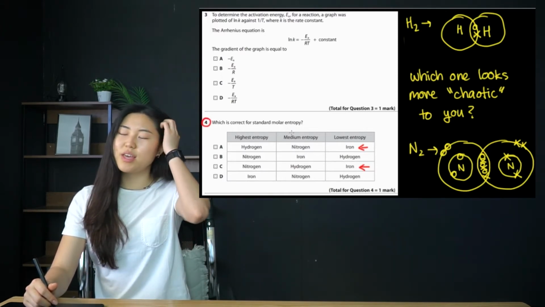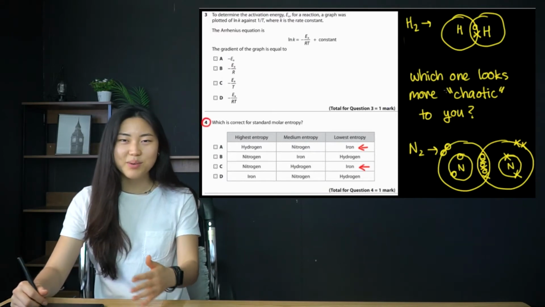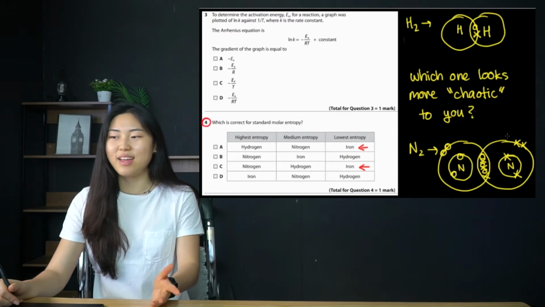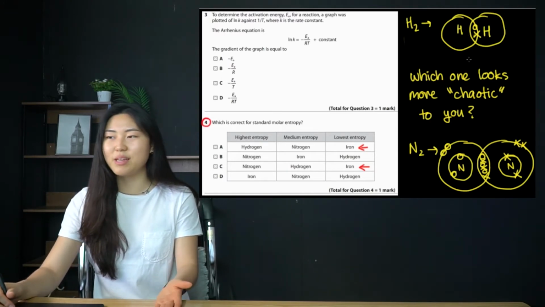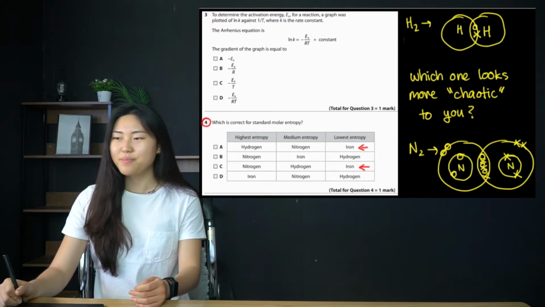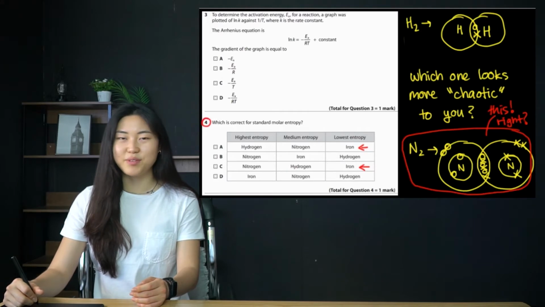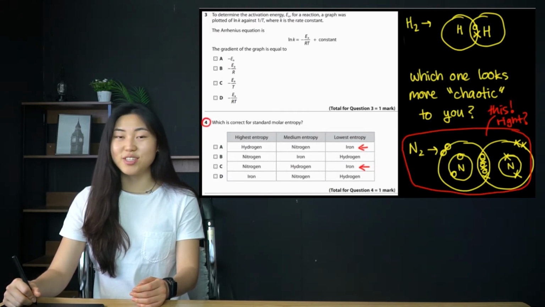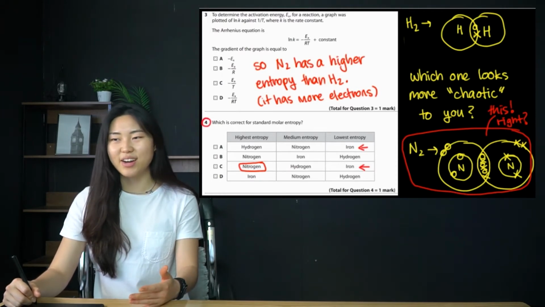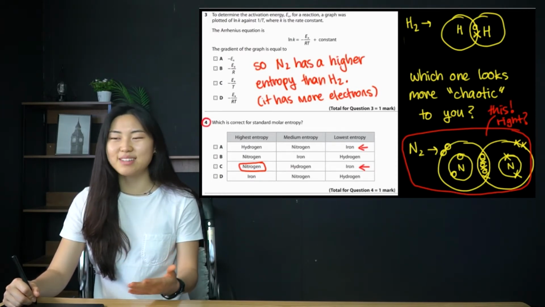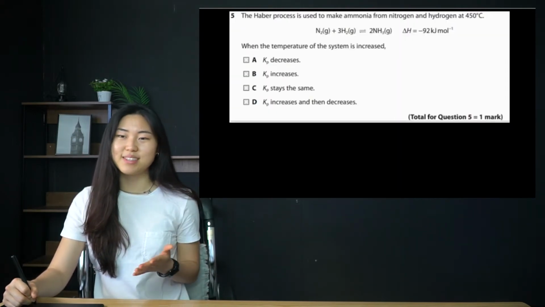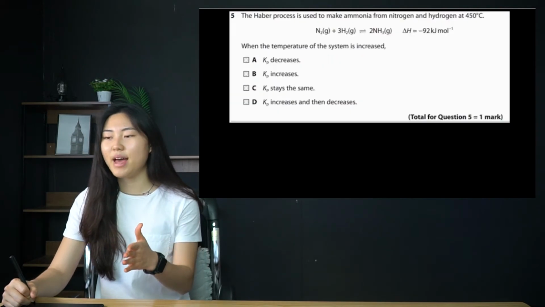So which one looks more chaotic to you, or more disordered, or having a higher entropy, if we just look at the dot and cross diagrams? So this is basically showing all the electrons, not just the outer electrons. So yeah, the answer is pretty obvious if you draw it like this. Nitrogen is going to be more disordered, right? So nitrogen has a higher entropy than hydrogen because it's more complex due to having more electrons. Okay, so the correct answer would be C. Okay, and was it C?